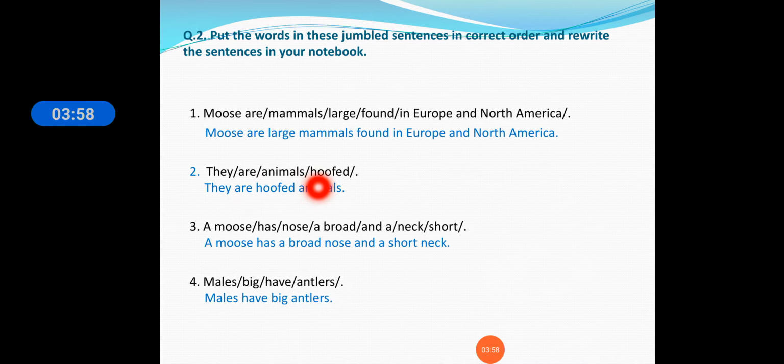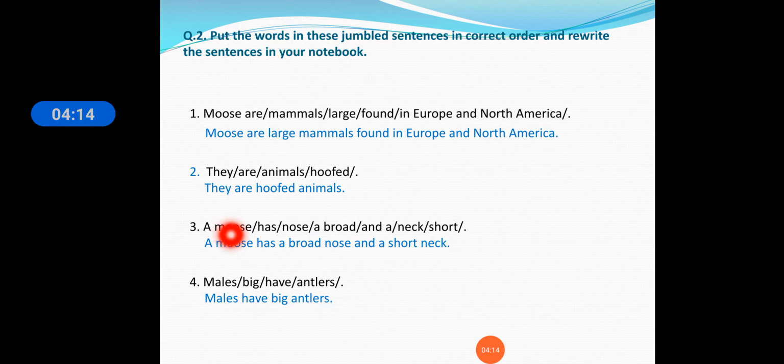They are animals hoofed. They are hoofed animals. We have also seen what hoofed animals are: animals which have hooves, like horses and cows. So, they are called hoofed animals.